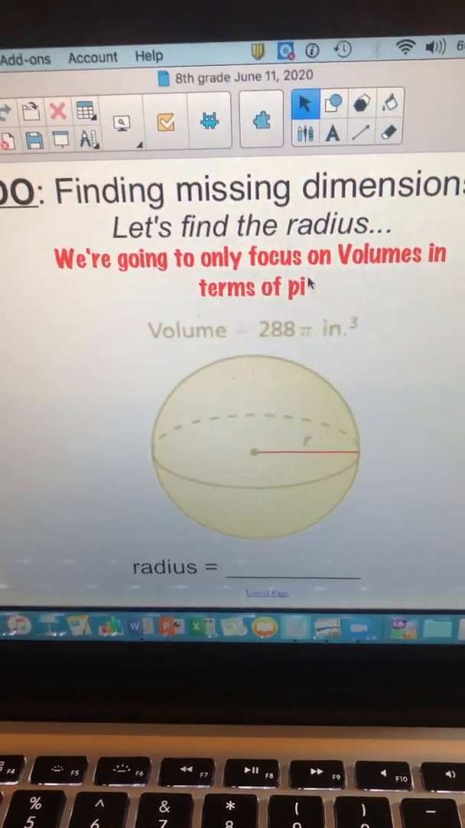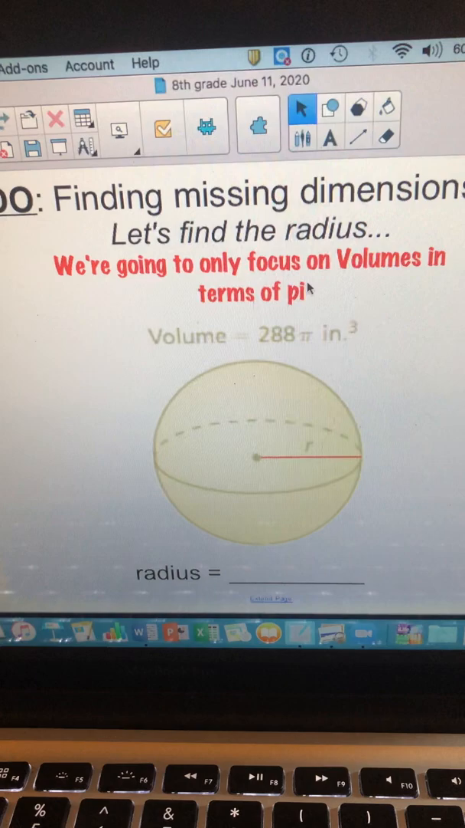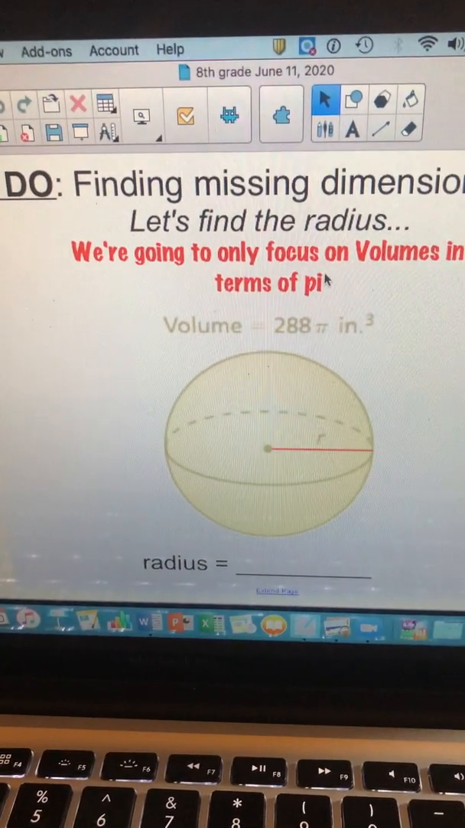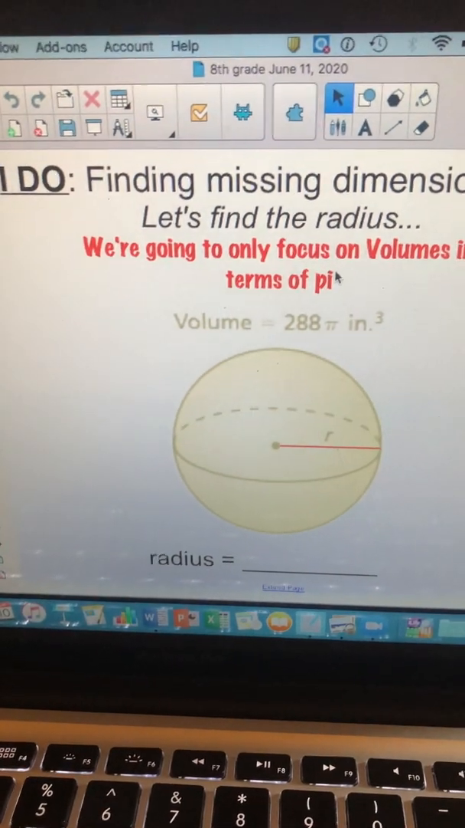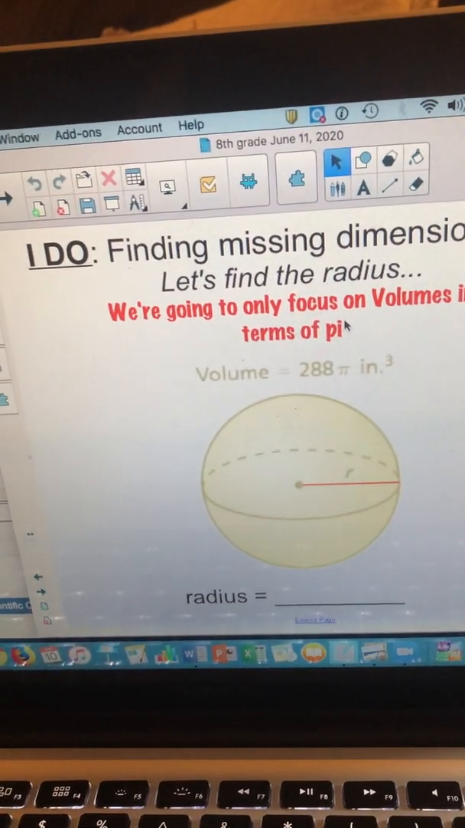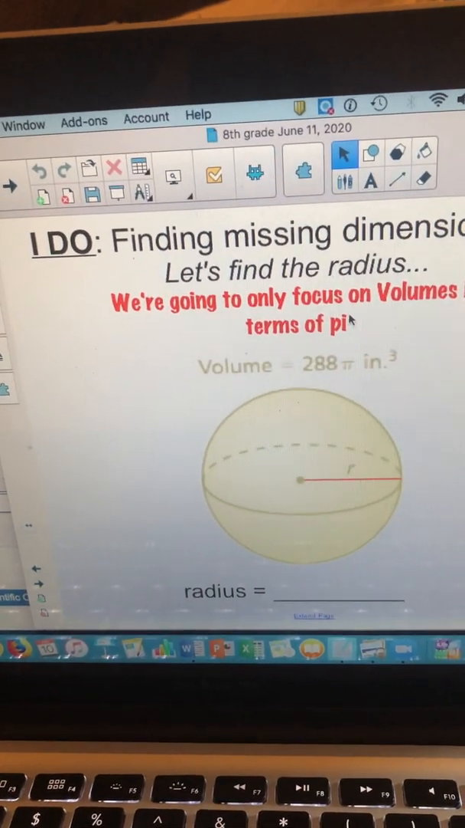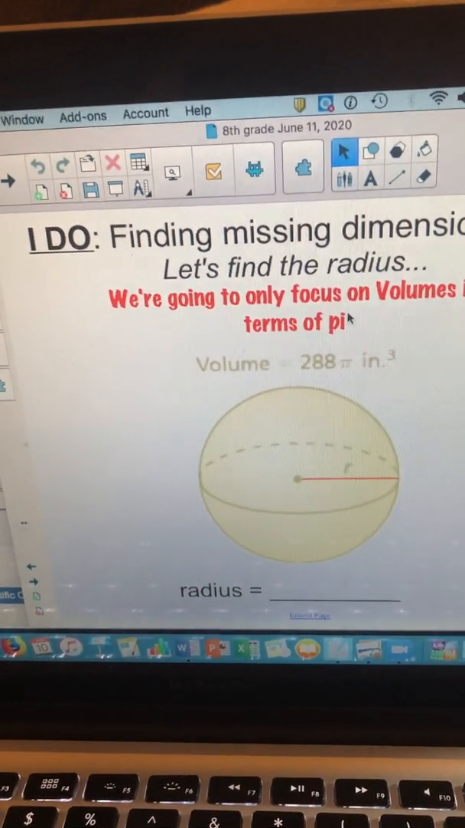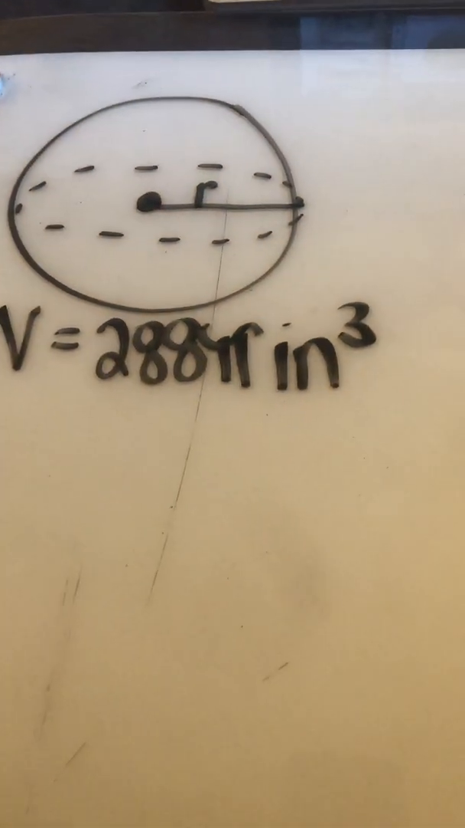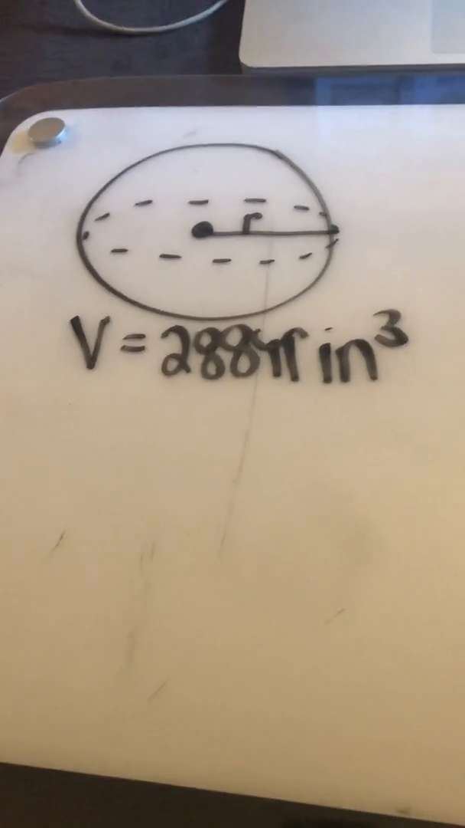So we're given a sphere. In our first example, I'm just recreating it on my board. We are looking for the radius, because that line is going from the side of the sphere to the center. And we are told that the volume is 288 pi inches cubed. Okay, so we're going to use the information that we know about spheres to figure it out.